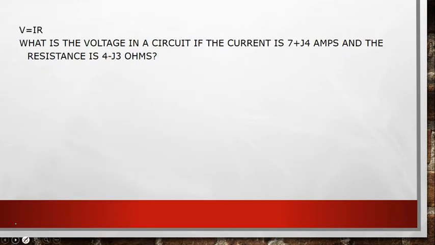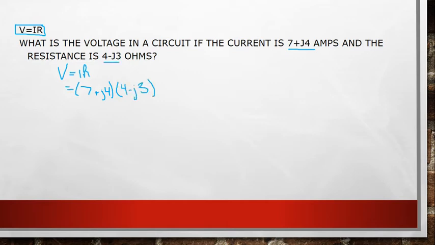V equals IR. What is the voltage in a circuit if the current is 7 plus j4 amps and the resistance is 4 minus j3 ohms? I'm looking for my voltage, so my formula is V equals IR. I need to plug in what I know. Remember that I is the current. My current is 7 plus j4, so I'm going to have 7 plus j4 times my resistance, which is 4 minus j3. Now in order to solve this, I need to FOIL.